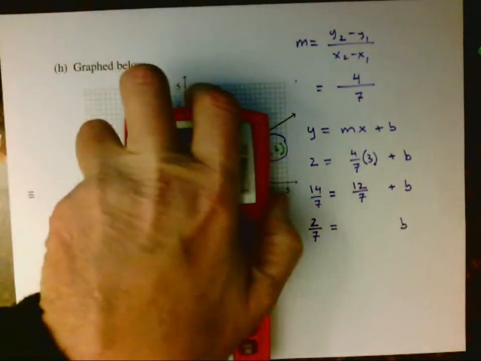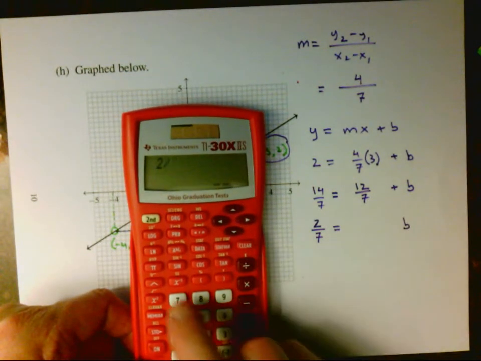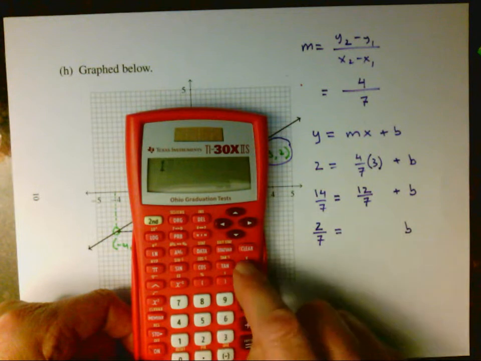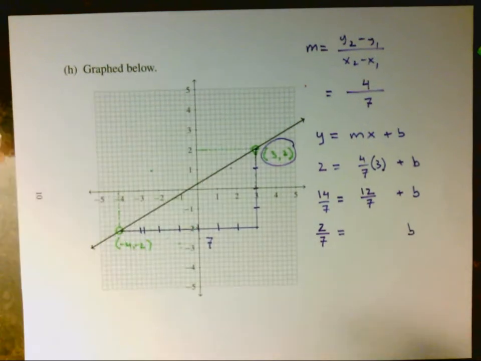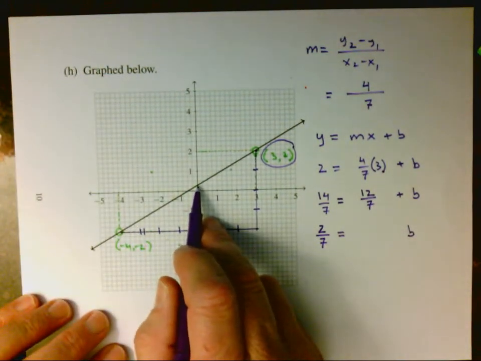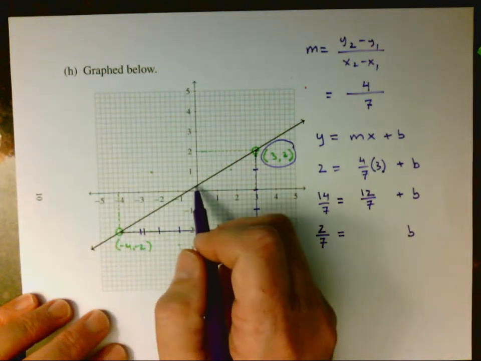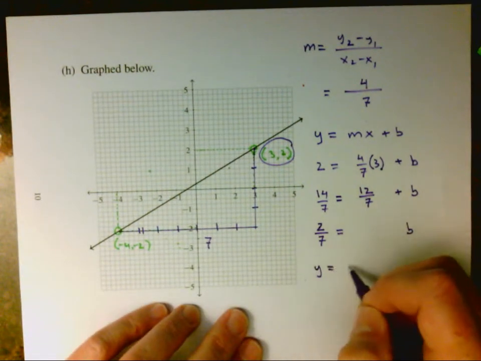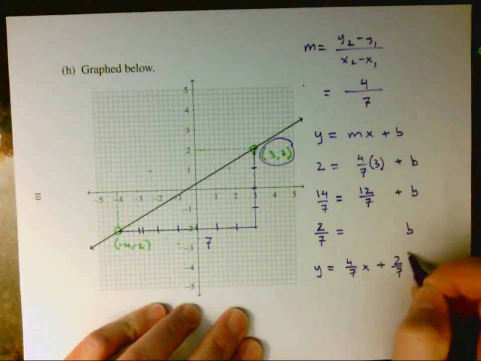Notice that 2/7 is 0.28, 1/4 is 0.25. So that's why the y-intercept appeared to be pretty close to 1/4, 0.25, but it wasn't exactly that. So with a graph, unless you're sure that it goes exactly through a point, you really have a hard time grabbing the information out of it. But we've got it now. Y equals 4/7 x plus 2/7. And that's the equation of our line.